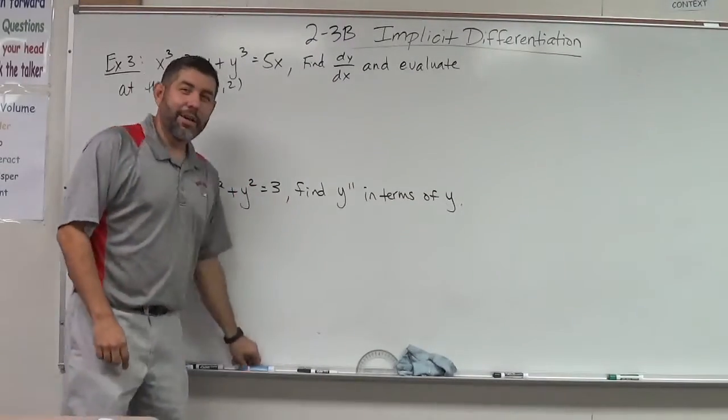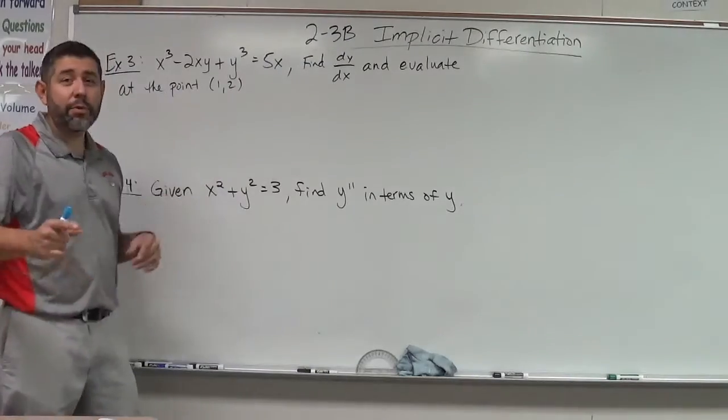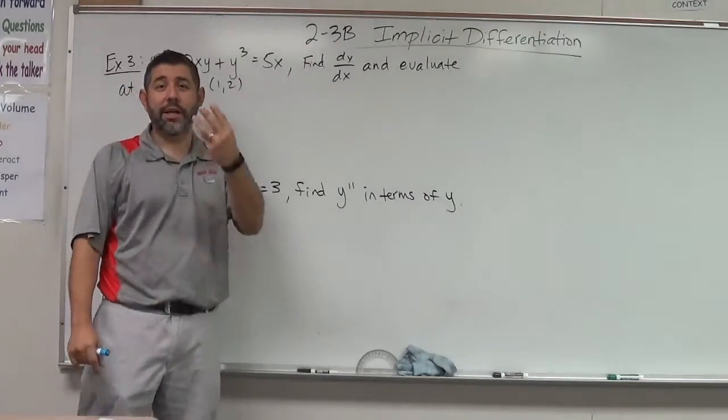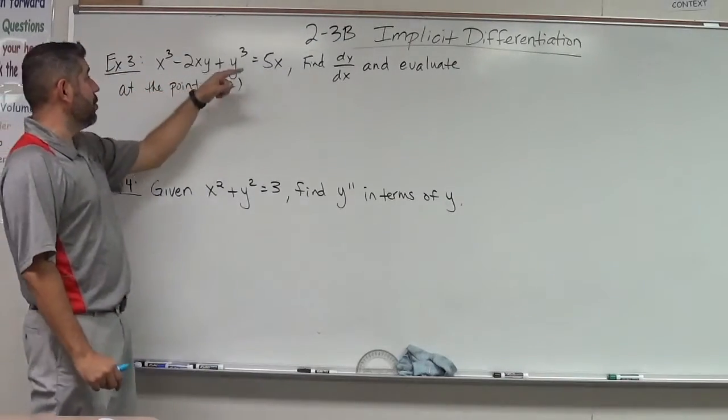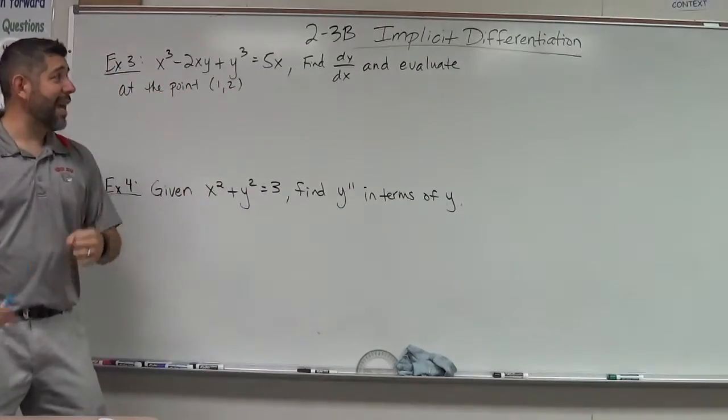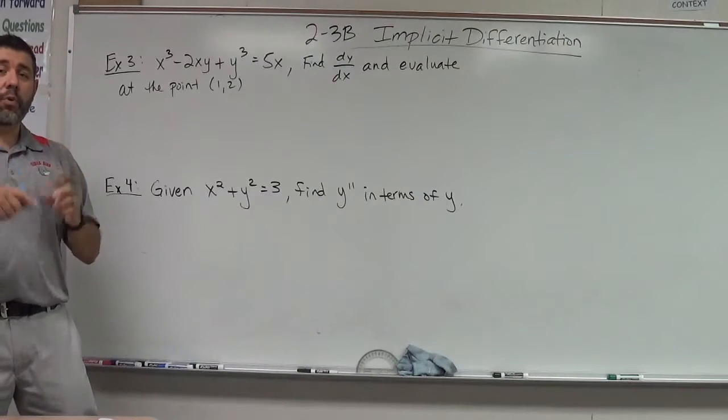Okay, so here we go. This is more examples of using implicit differentiation. I got 3 examples for you today. Okay, first one here. x cubed minus 2xy plus y cubed equals 5x. Find dy/dx and evaluate for the point (1, 2).